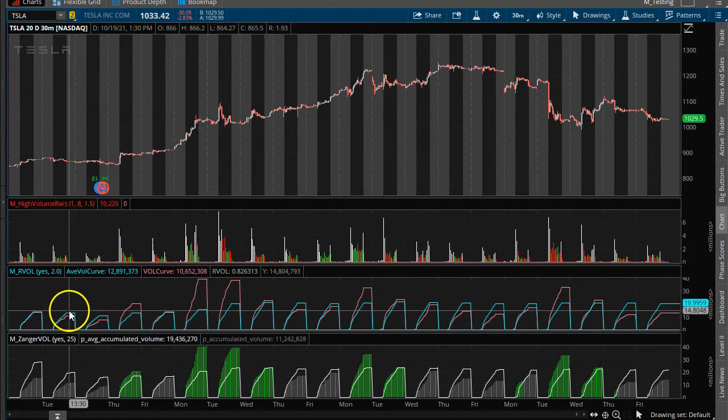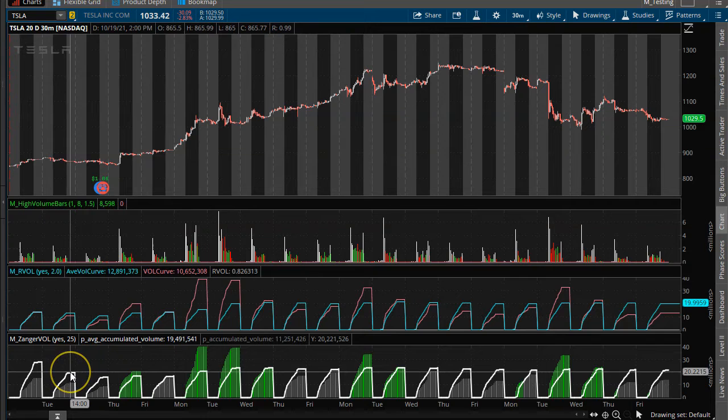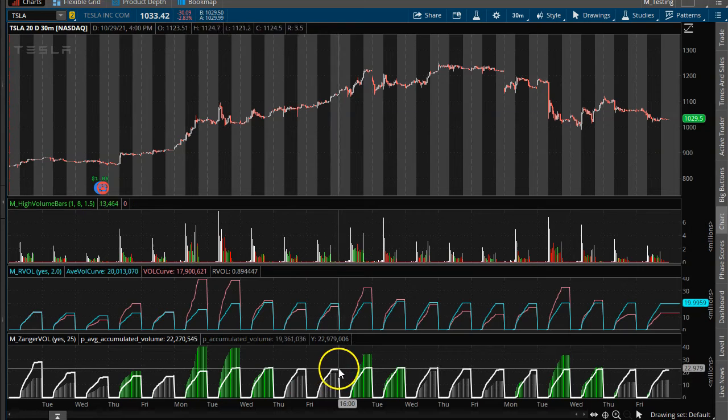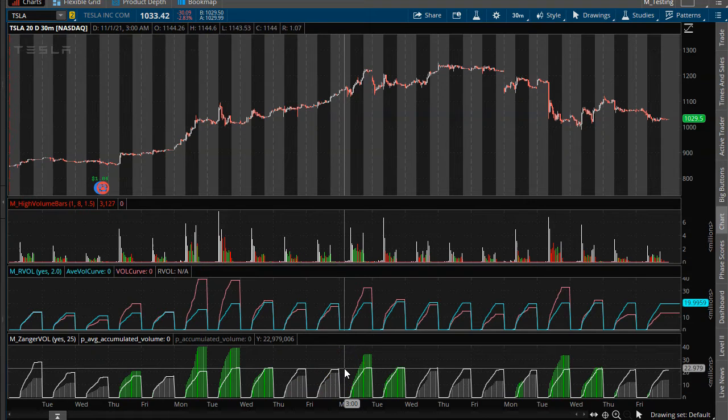So we'll look at this blue line or this white line. They both calculate an average volume. And what you end up with is the sawtooth pattern, which is like an average volume profile. So every single day you can expect the volume to build in this manner on Tesla. Now let's jump to the third subject, which is relative volume.